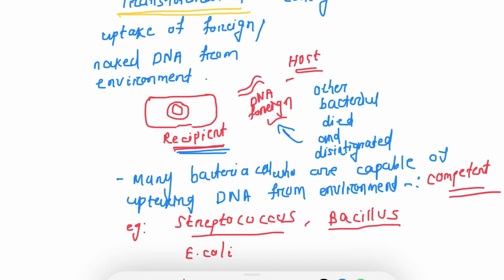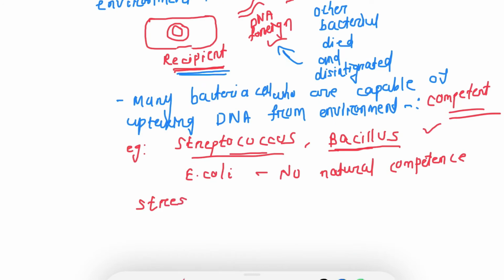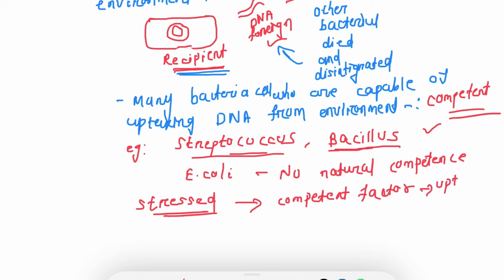E. coli has no natural competence. That means the E. coli cell is not able to take up foreign DNA by itself, or foreign DNA is not permeable to the E. coli cell. But natural competent bacteria take up foreign DNA when they are stressed. They secrete a factor called the competence factor, and this competence factor in natural competent bacteria helps in uptake of foreign DNA.